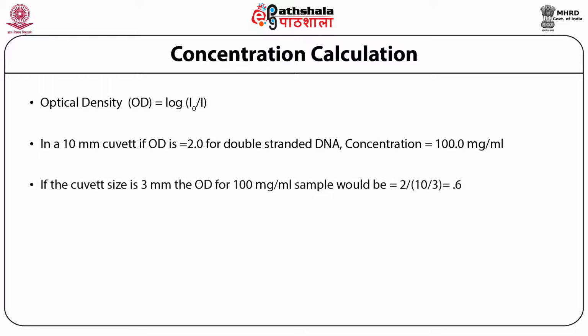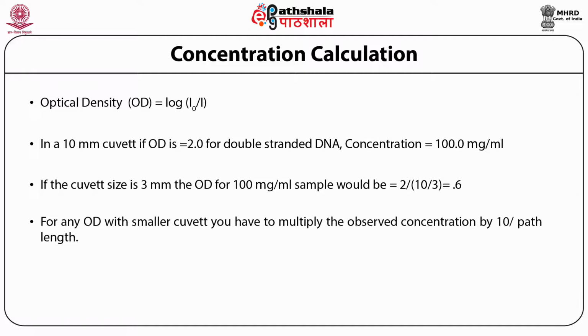But if the cuvette size is reduced to 3 millimeter, the OD for a 100 microgram per milliliter sample would be reduced. It will be equal to 2 divided by 10 upon 3, equal to 0.6. For any OD with a smaller cuvette, you have to just multiply the observed concentration by 10 divided by path length, because 10 millimeter is the normal cuvette size. So we get 0.6 multiplied by 10 divided by 3 multiplied by 50, which is normal, which gets you 100 microgram per milliliter. So either way we can do.